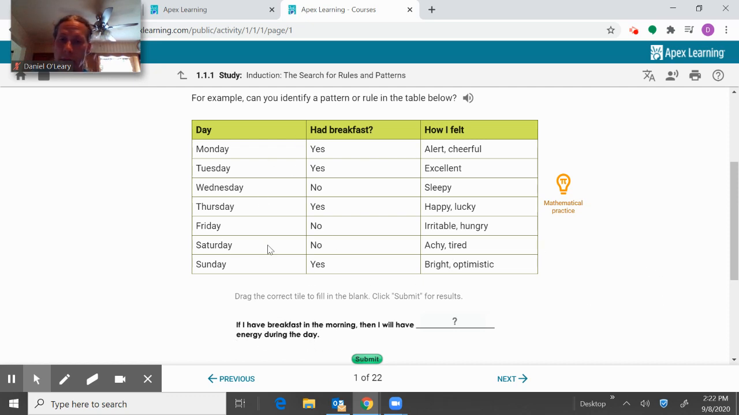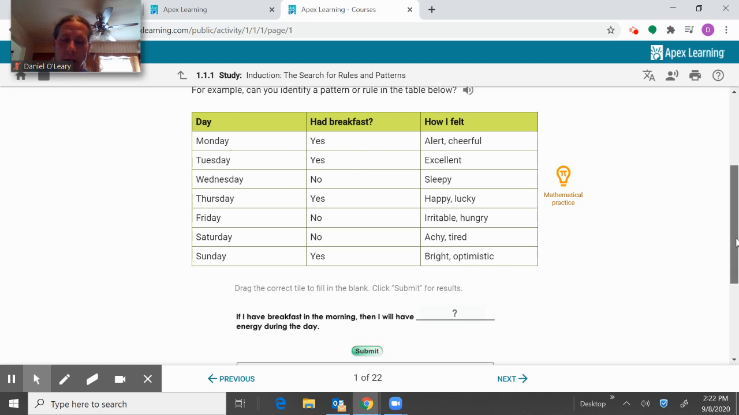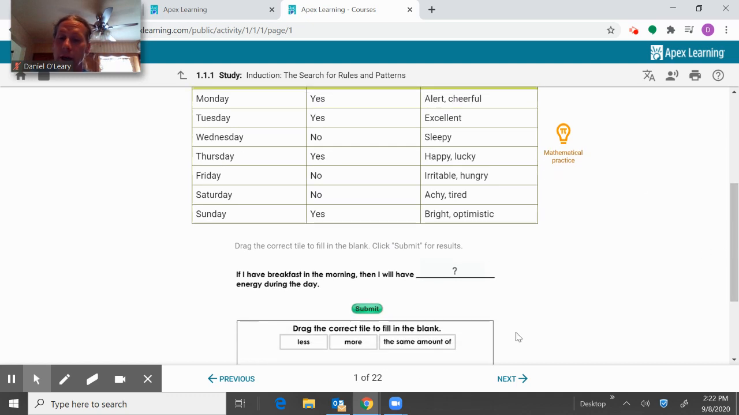Based on this information in this chart, you would then make an induction: if I have breakfast in the morning, then I will have less energy, more energy, or the same amount of energy each day. If you have breakfast, will you have less energy, more energy, or the same amount of energy? That's just an example of one thing that you'll see in the program.